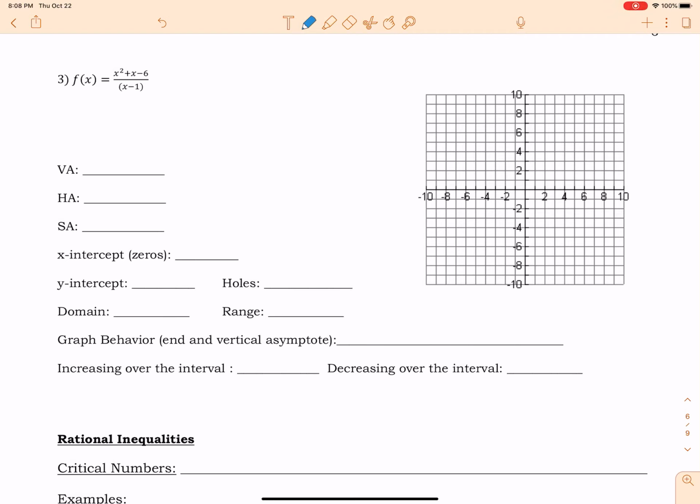All right, babies, here we go with example number 3. So what are we going to do first? Factor, Miss Griggs. Very good. That's what we're going to do. So we're going to factor this. It's a magical time.